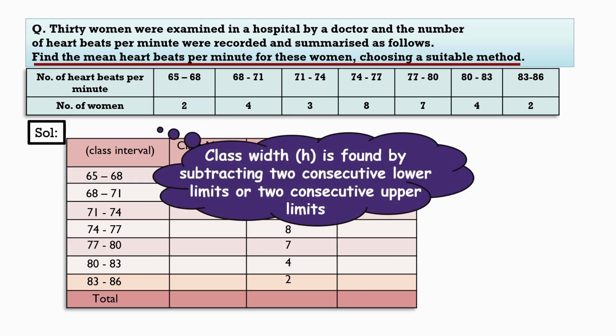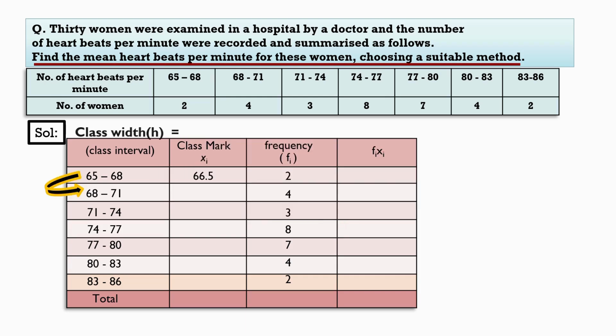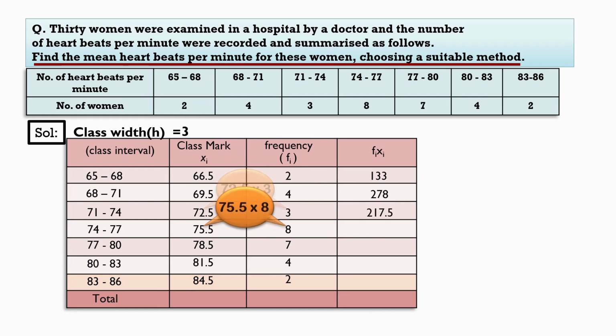Now first we need to find out the class width, because that will be the quicker way to get the next class mark. Class width h is found by subtracting 2 consecutive lower limits or 2 consecutive upper limits. So let's subtract 68 minus 65. That will be 3. Now just keep on adding 3 to the consecutive class mark, so you will get all the values over here. So we got all the class marks here. Now to find the fi xi, we need to multiply xi with fi for each row. So we keep on multiplying over here.